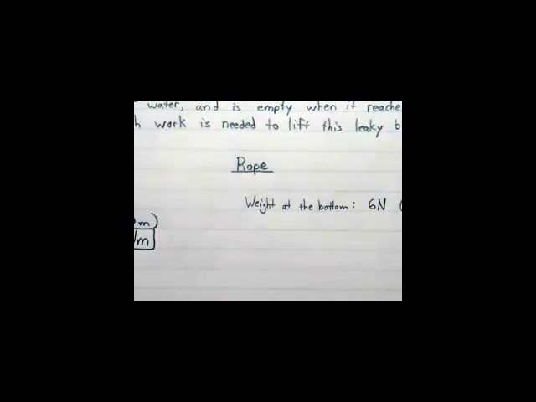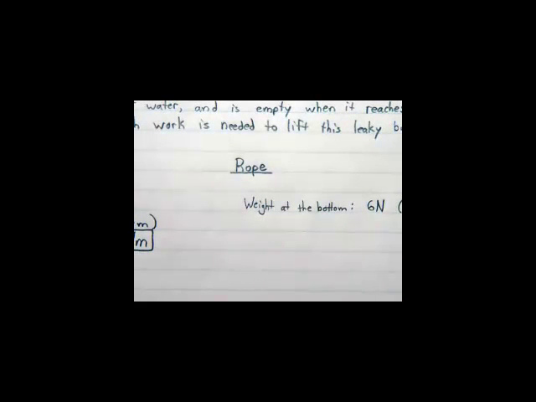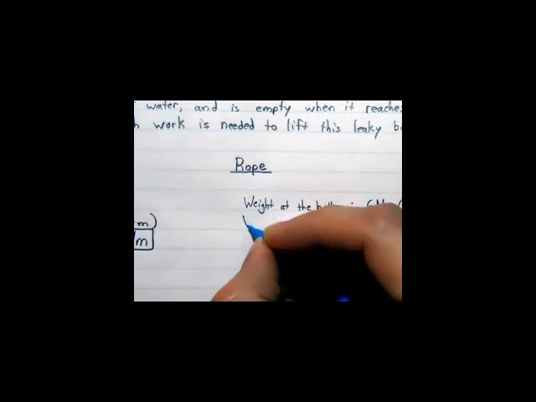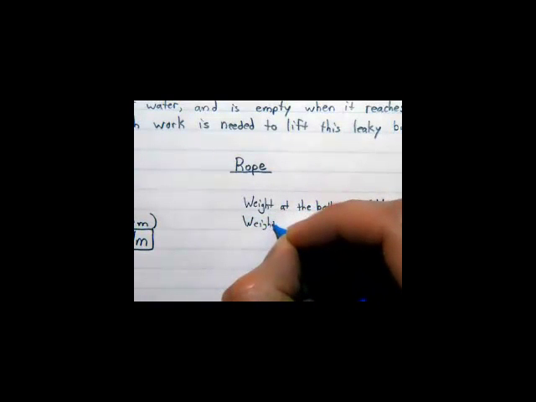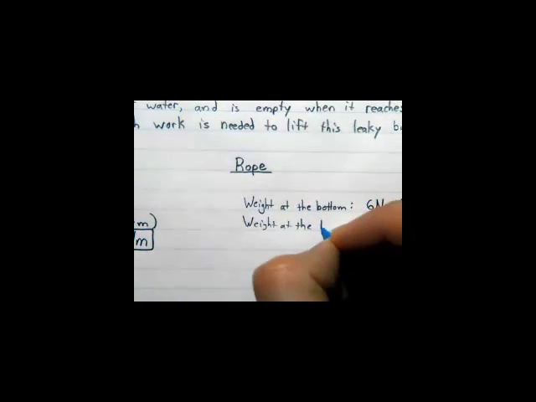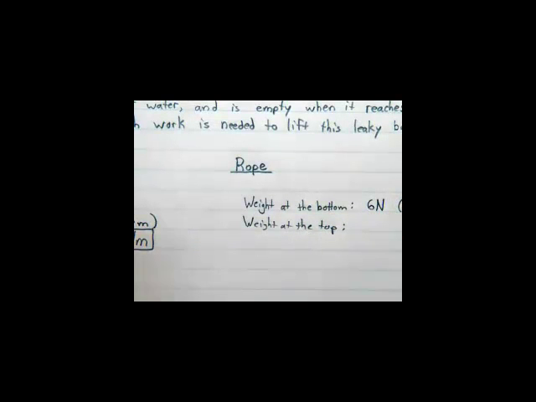So when it's at the bottom, the x would be 0 down there. Okay? No distance has been traveled yet. Think of x as kind of like a scale from x is 0 at the bottom, and then when it gets to the top, x is 20. Okay? So at the bottom, 6 newtons, that's when x is 0. Weight at the top. Okay, don't overthink it. How much does the rope weigh when it's all the way at the top?